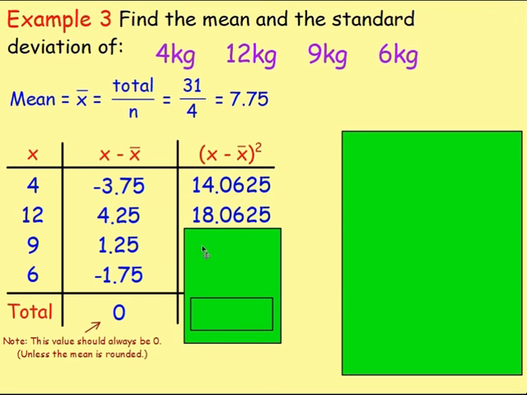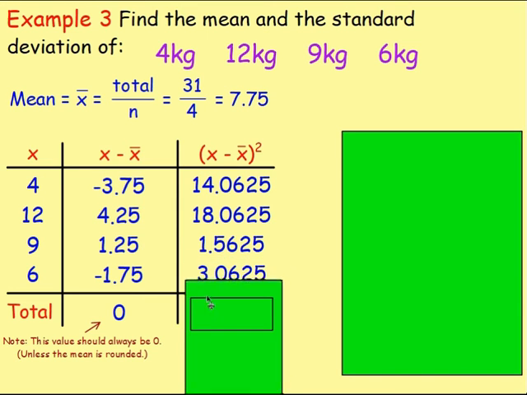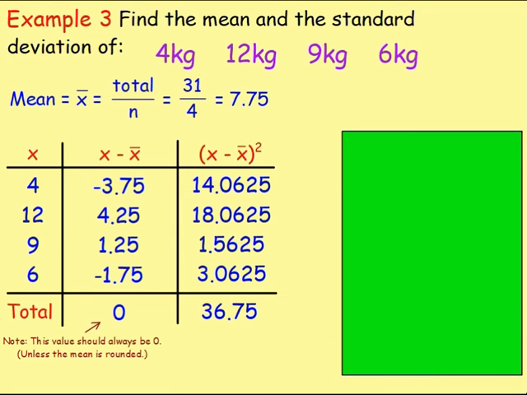4.25, if you square that, multiply by itself, you get 18.0625. 1.25, square that, and you end up with 1.5625. And the negative times negative will again make a positive. And 1.75 squared is 3.0625. Add all of these four numbers together, and you end up with 36.75. Well done, Amanda, doing that in your head. High five.